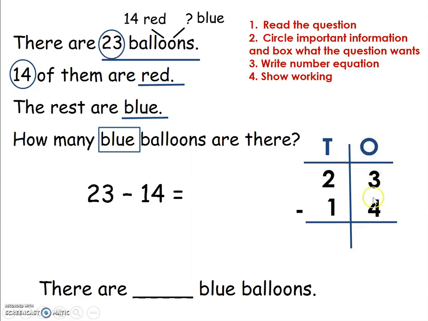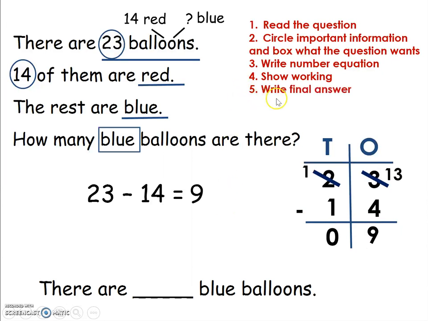Okay, let's take a look at the 1s. Can 3 take away 4? No. So what must I do? I must regroup. Looking at the 10s, I'm going to take 1 10 from here, and this will become 1. To put this 1 10 here, 10 and 3 will give me 13. So 13 take away 4 will give me 9. 1 take away 1 will give me 0. So hence my answer is 9.